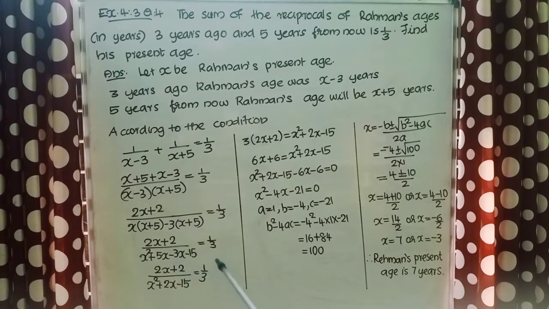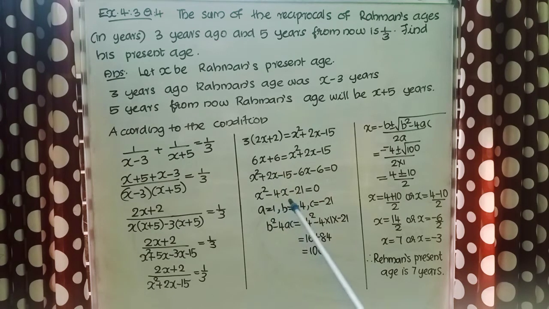We need to cross multiply it again. We get 3 into 2x plus 2 equal to 1 into x square plus 2x minus 15. That is 6x plus 6 equal to x square plus 2x minus 15. We can take this 6x plus 6 to right side. We get x square plus 2x minus 15 minus 6x minus 6 equal to 0. That is x square minus 4x minus 21 equal to 0. Here we have got a quadratic equation.